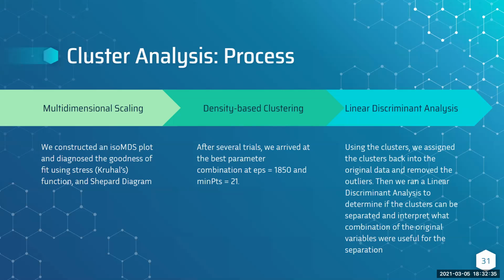Our process is that we first did a multidimensional scaling where we constructed the ISO MDS plot and diagnosed the goodness of fit using stress and the Shepard diagram. Then, using a density-based clustering, we were able to use the best combination at eps equals 1850 and min points at 21, followed by putting these assigned clusters back into the original data and removing the outliers. We ran an LDA to determine if the clusters can be separated and interpret the combination of original variables that were useful for the separation.